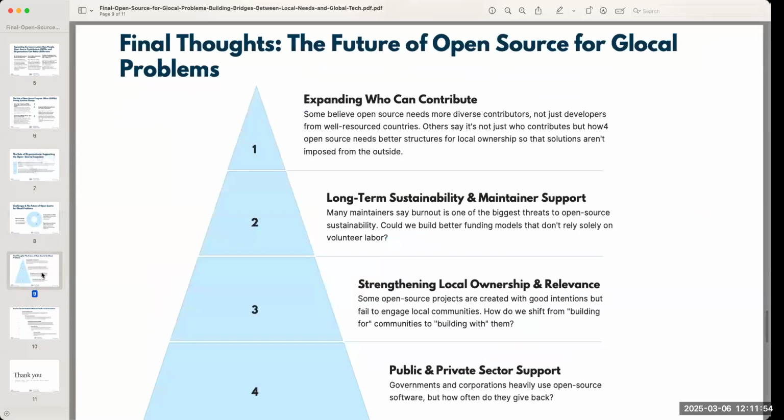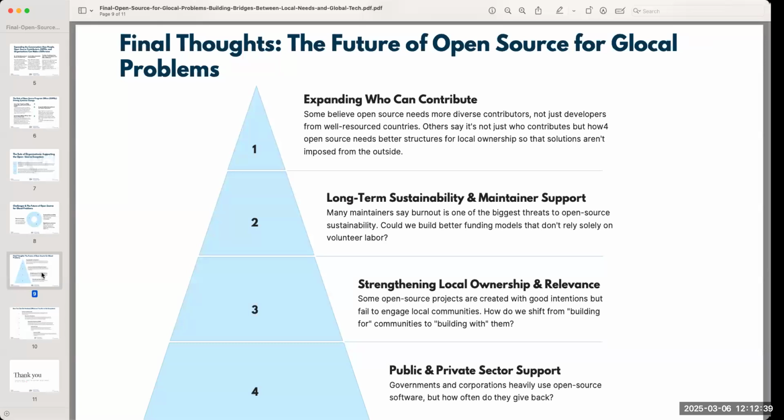And my final thoughts will be the future of open source for global problems. I think that as we think about the future of open source in tackling both global and local challenges, there are many perspectives on what could help open source projects become more inclusive, impactful, and sustainable. Different people, contributors, maintainers, researchers, policymakers, and founders see the opportunities and roadblocks from their unique vantage points. So instead of really viewing this 1, 2, 3, 4 as a checklist of things that must happen, I think we should consider them as starting points for discussion.